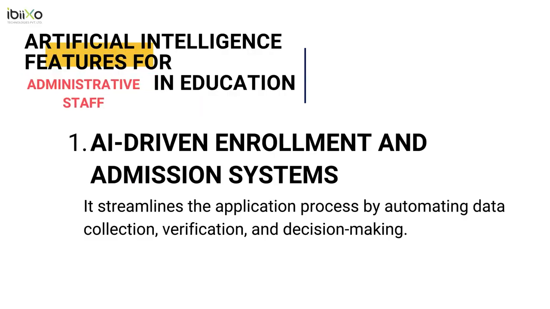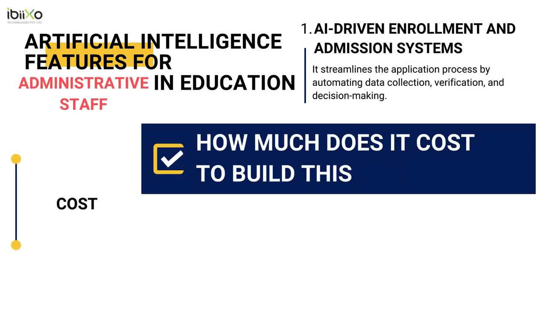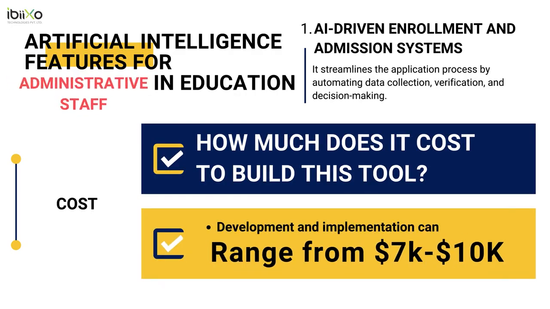Now moving to the next user type, that is administrative staff. The first one in the list for the administrative task is AI-driven enrollment and admission system. It basically streamlines the application process by automating the data collection, verification and decision making. This would roughly cost you around $7,000 to $10,000.